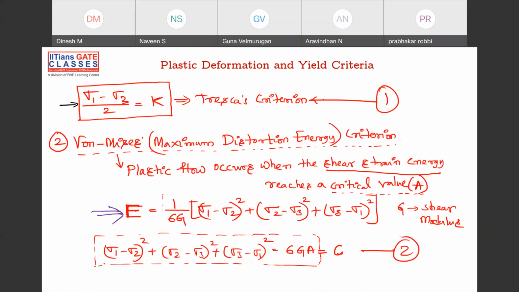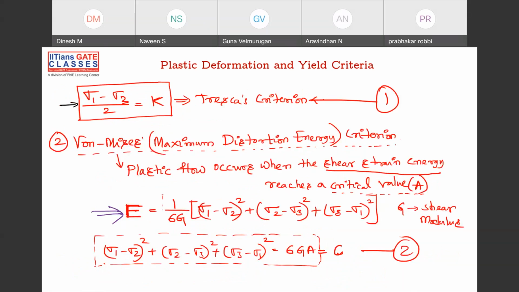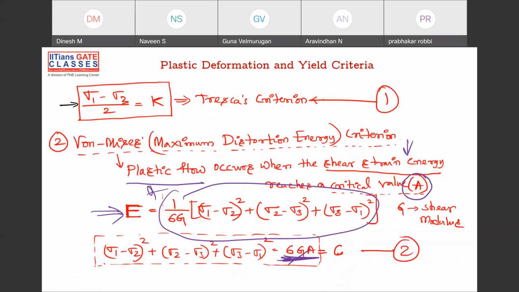And we are assuming that K is the critical value of shear stress, and we are saying that A is the critical value of shear strain energy that must be reached so that plastic flow will happen. A is the critical shear strain energy. So then we are equating this full equation to A, and then we got this equation, and we are assuming this to be a constant C.